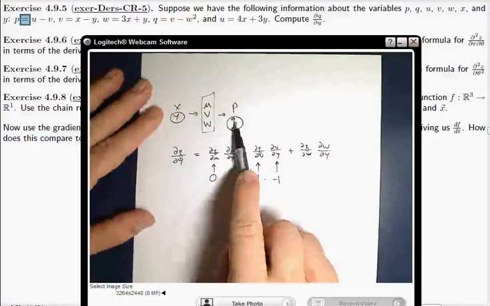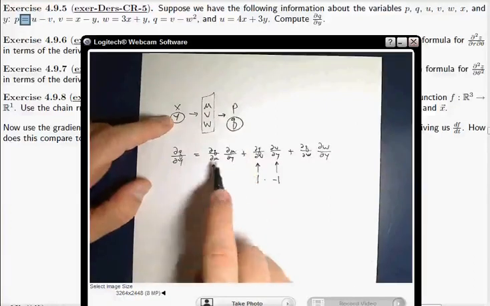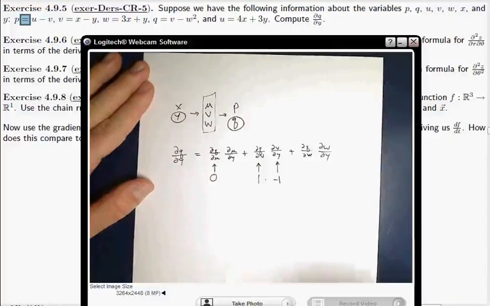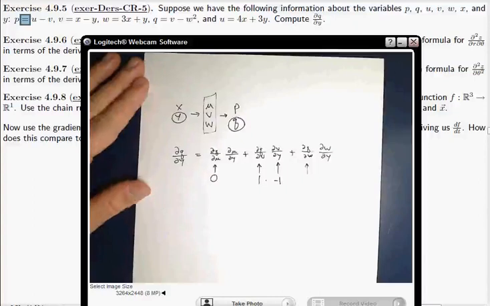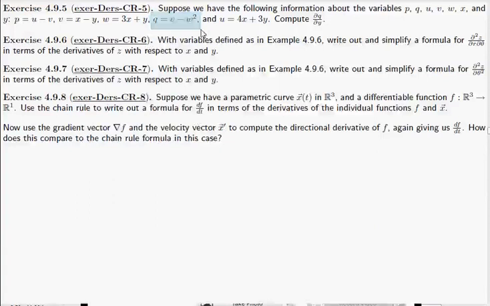So we're looking at the partial of q with respect to y. So that was 0. This therefore doesn't matter. These we could compute directly. What's the partial of q with respect to w? Let's see, where is q? Here's the formula for q. Partial of q with respect to w is negative 2w.